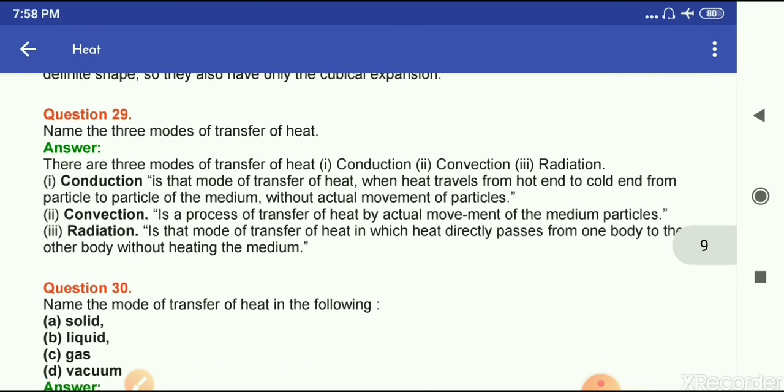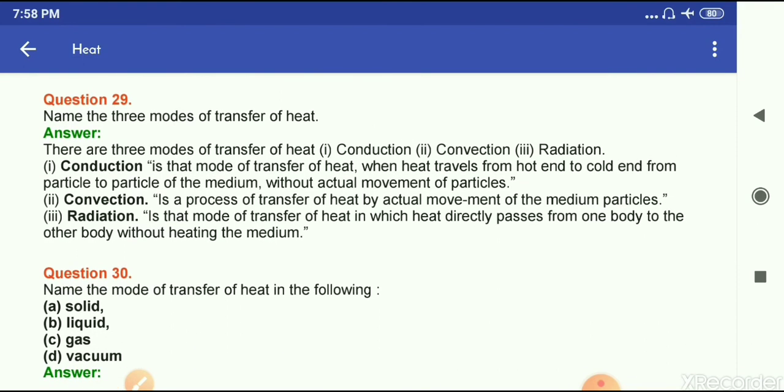Question number 29. Name the three modes of heat transfer. Transfer of heat. First is conduction. Conduction is that mode of transfer of heat when heat travels from hot end to cold end, from particle to particle of the medium without actual movement of the particles. All these definitions you can write from the book also. Second, convection. It is a process of transfer of heat by actual movement of the medium particles. Third, radiation is that mode of transfer of heat in which heat directly passes from one body to the other body without heating the medium.